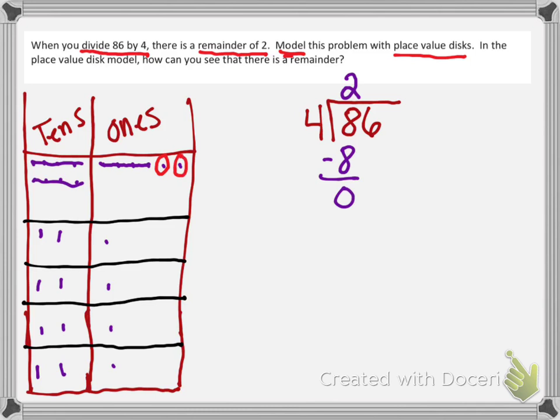So how is that going to look in our standard algorithm? Well, we bring down our 6. We tried to split up those 6 into 4 equal groups, and we were only able to get 1 in each of those groups. And it showed us that we have 2 left over. So this shows that we have a remainder of 2, which basically proves this statement. And we were able to model it using our place value disks.